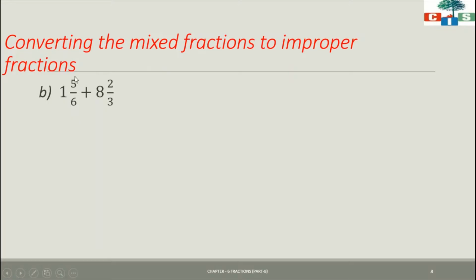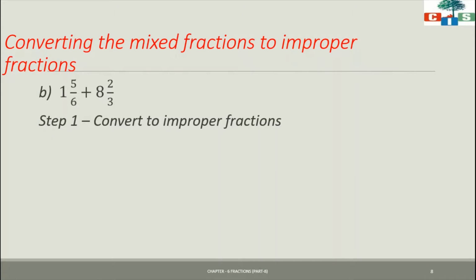That is 1 5 upon 6 plus 8 2 upon 3. So scholars, let's start and see how to do it. First of all, you will convert these mixed fractions to improper fractions. Conversion of a mixed fraction to an improper fraction we have already learned in our previous video. Let's see how to do it.